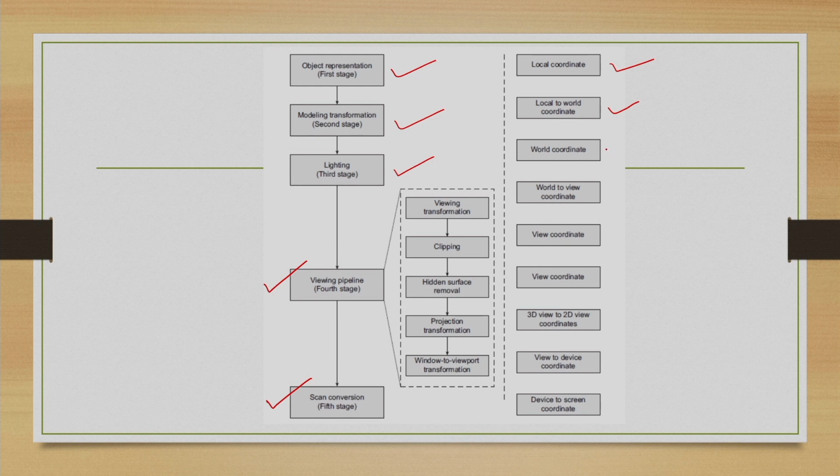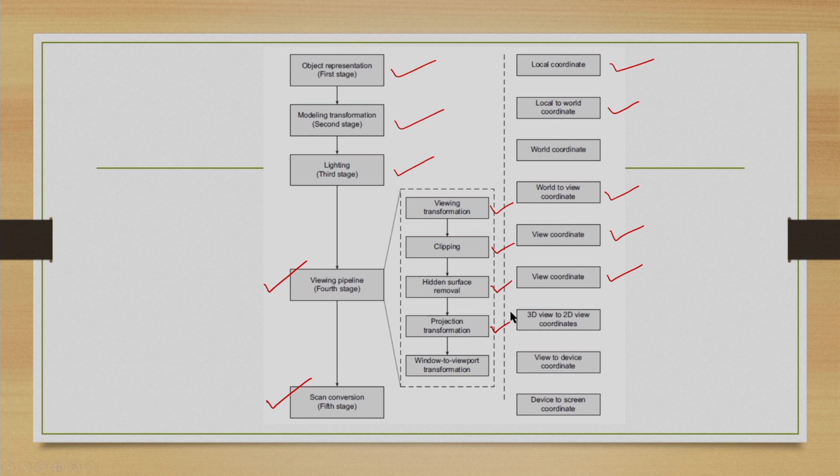Then lighting or assigning colors to objects happen in world coordinate system. Then the viewing pipeline, the 4th stage, actually consists of 5 substages, and there is a variation in coordinate system where they work. For example, the first stage, viewing transformation, is a transformation from world to a view coordinate system. Then clipping, the second stage, works in view coordinate system. Hidden surface removal, third stage, works in view coordinate system.